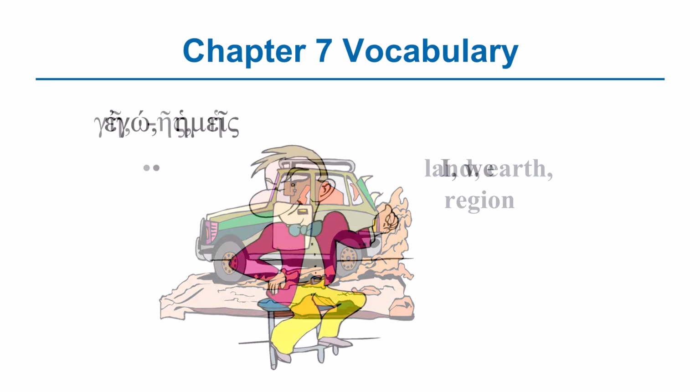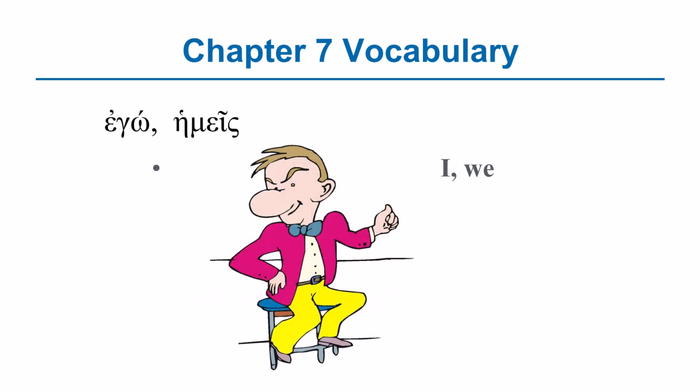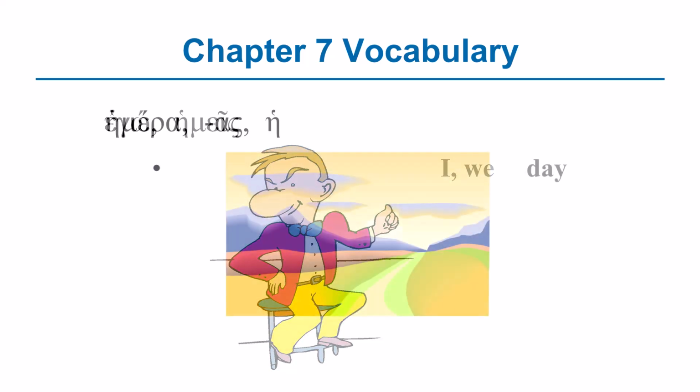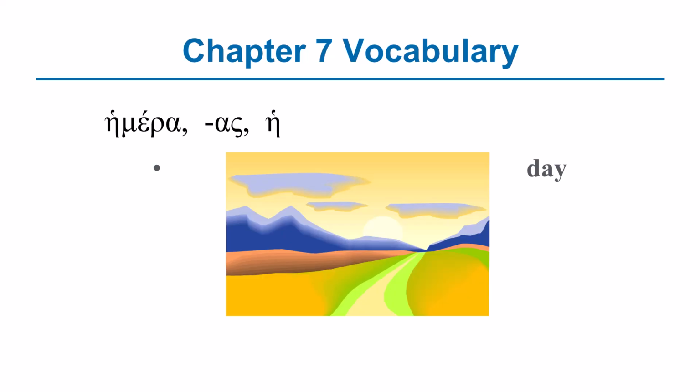And then you have the word egō. Egō means I. In the plural, it becomes hēmeis. Remember we talked about pronouns? The singular is egō, the plural is hēmeis. Egō means I, hēmeis means we. And this is where we get the English word ego. And then you have the word hēmera. Hēmera means day.